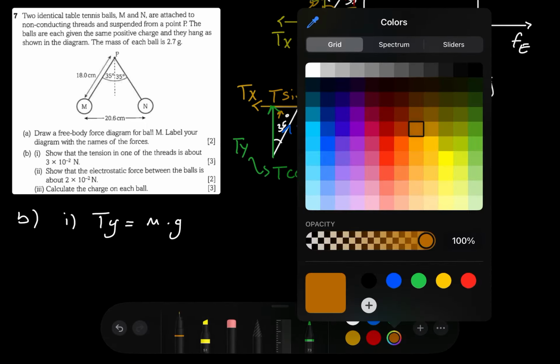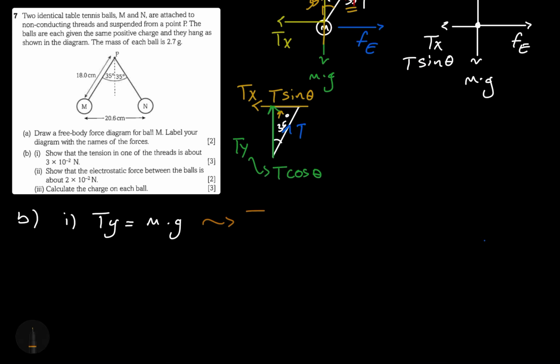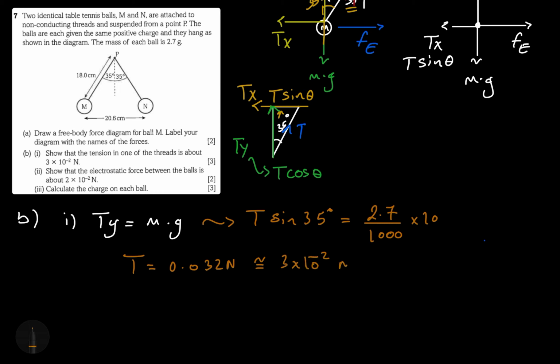So we can go ahead and say that Ty is just tension times cosine of 35 degrees. And this is equal to mass, which is 2.7 grams. Convert 2.7 to kilograms. That means we have to divide it by 1,000, multiplied by the amount of gravity. I'm going to say that the gravity is roughly around 10. So the tension force, if we do the division of the right side by cosine of 35, is somewhere around 0.032 newtons, which is roughly or approximately the same as 3 times 10 to the power of negative 2 newtons.